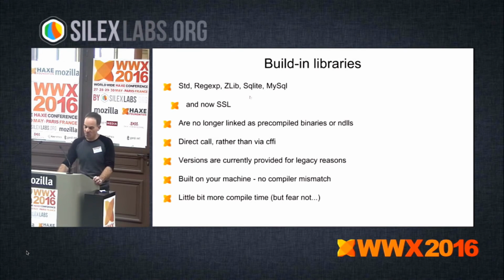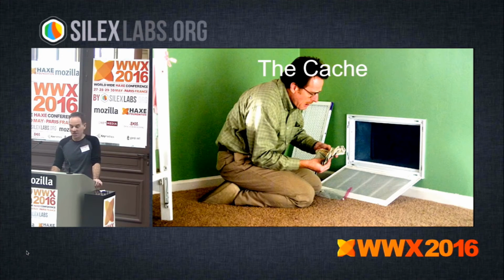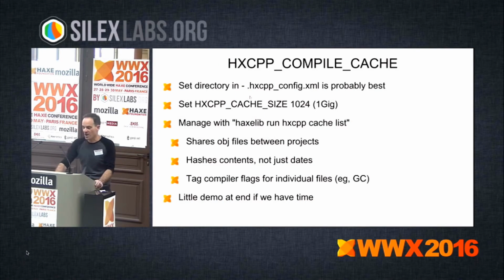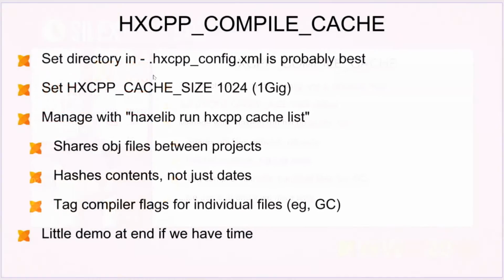And so this ends up being a little bit more compile time because you actually have to compile these on your own machine if you use them. But I have a solution for that as well, and that is in the cache. The CPP compile cache, you can opt into it by setting this configuration variable for HXCPP to use. Your HXCPP config XML is probably the best place to set it. You point it at a directory, and then the CPP compiler will use your cache. Currently, its default size is a gigabyte, but you can change that. I haven't got a good feeling for what size it should be yet. Maybe more. I'd also recommend sticking it on a solid-state drive, with a little bit of area there for it, just to make sure everything runs nice and fast.